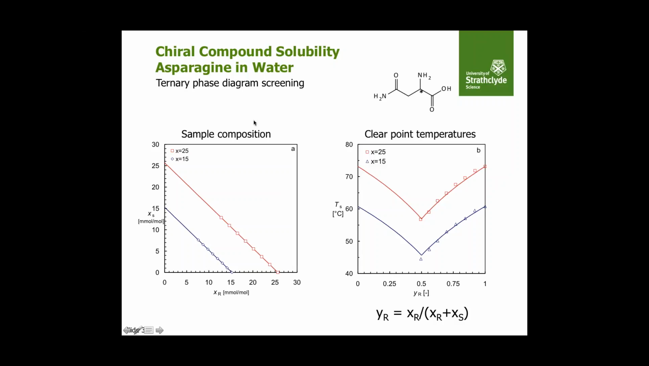asparagine in water. So in water, asparagine forms a hydrate, and compositions are given on the left, and the clear point temperatures that we measure are given on the right as a function of the solvent-free enantiomer fraction. So we see that in the case of asparagine in water, we see a conglomerate system.